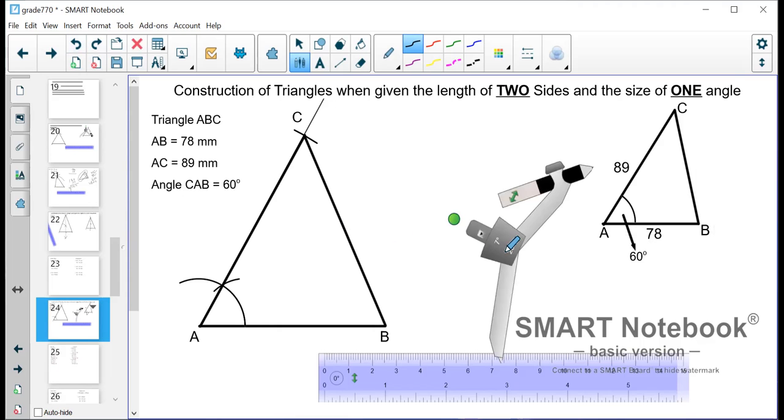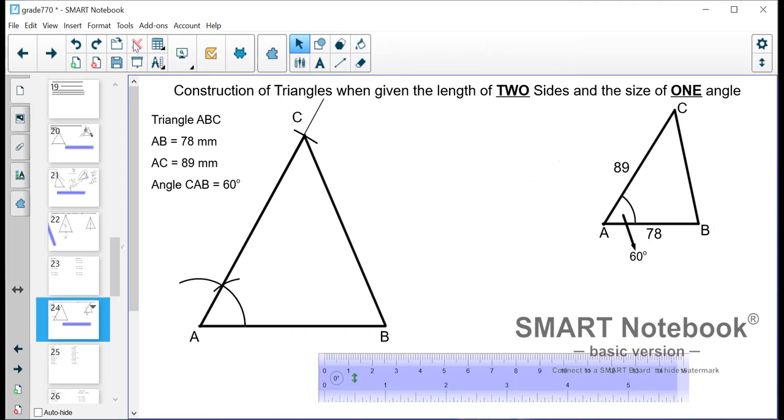Now, there may be some variations with this method in the sense that the triangle is not always labeled ABC, and the angle is not always drawn from A. The angle can be drawn from B. Likewise, the angle is not always 60 degrees, right? So whatever angle is given, that is what you need to construct.